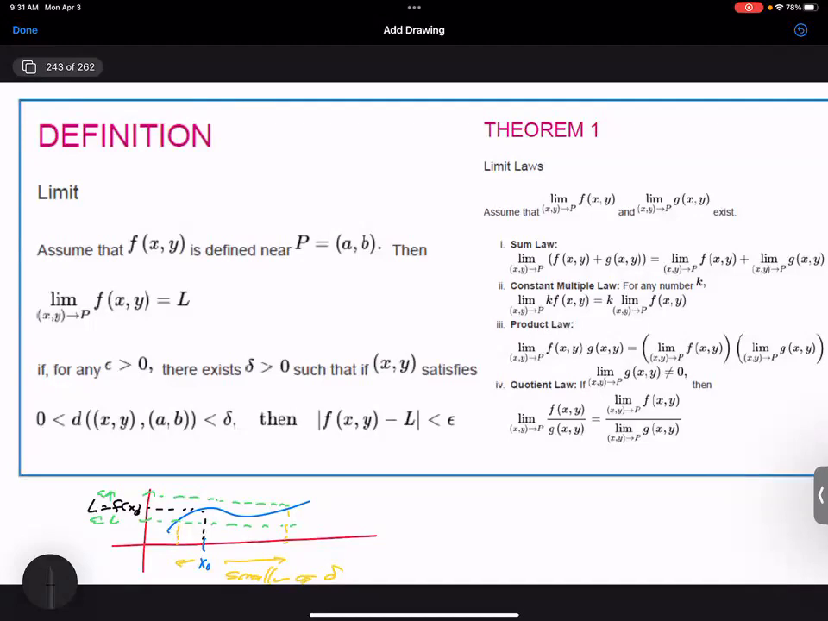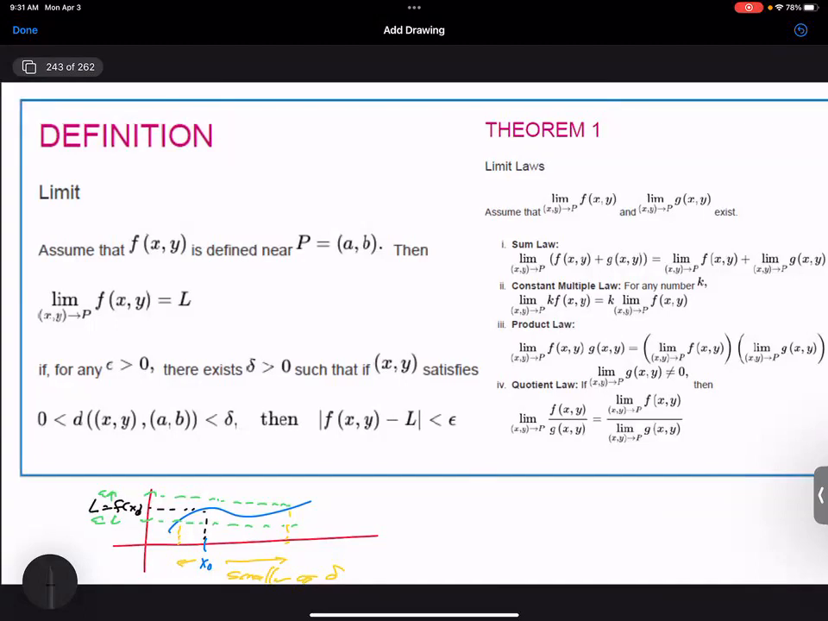If f of x is how high I am above ground, and g of x is how high something else is above ground, and I just plug one thing on top of the other, then my height should be the sum of the heights. If I convert from measuring things in yards to measuring things in feet, I should just convert everything by that constant multiple of 3. If f of xy is approaching 7 and g of xy is approaching 8, then their product should be approaching 7 times 8. So again, these are all very natural things to hold.